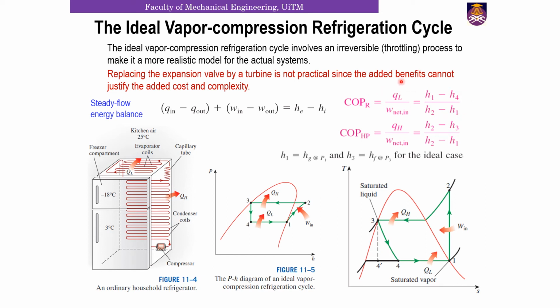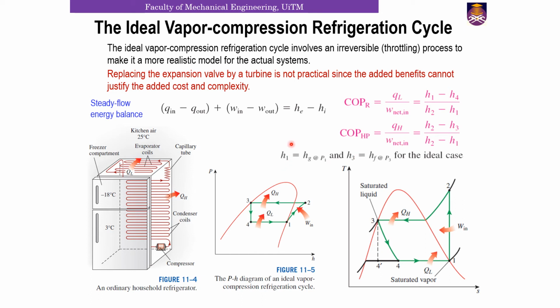All right, for QL, you can calculate the difference in enthalpy between points 1 and 4, and the W net in into the compressor is the difference in enthalpy between points 2 and 1. And for the COP for a heat pump, the definition is slightly different. So you need to calculate your QH. For QH, it is the difference in enthalpy between points 2 and 3, and W net in is similar, the difference between enthalpies of points 2 and 1.